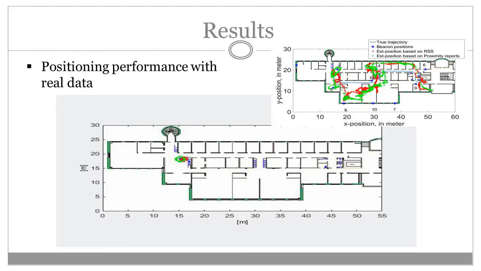performance of the proposed algorithm under real circumstances. We also provide results with real measurement data which are collected along the 52 predefined tracks. Similar performance is still achieved for proximity-based positioning compared with RSS-based positioning.